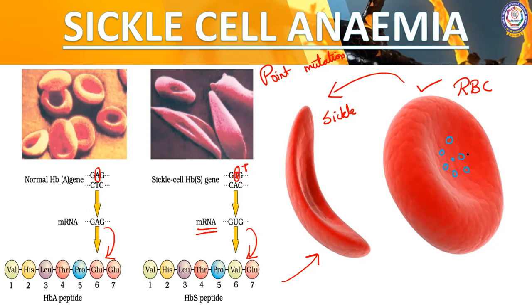But due to some mutation, it changed into a sickle. And this sickle is unable to receive the oxygen molecule. What I'm drawing in blue color is nothing but the oxygen molecule. It is unable to receive and carry, so it leads to oxygen deficiency, and the person will become anemic.